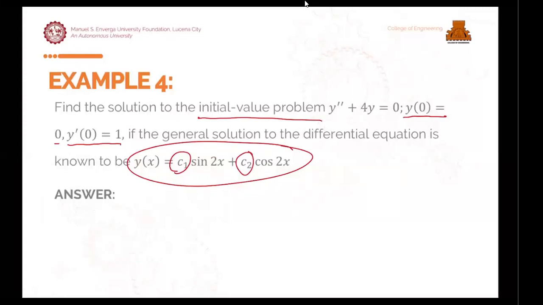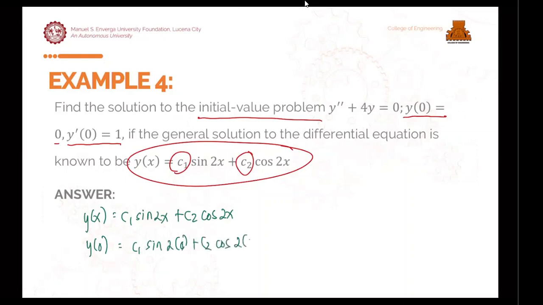So, sulat ko yun. So, y(x) = c1 sin 2x + c2 cos 2x. Then, kapag x is 0 daw, so y is 0: 0 = c1 sin(2 times 0) + c2 cos(2 times 0) = 0. Okay? So, ano mangyayari dito?